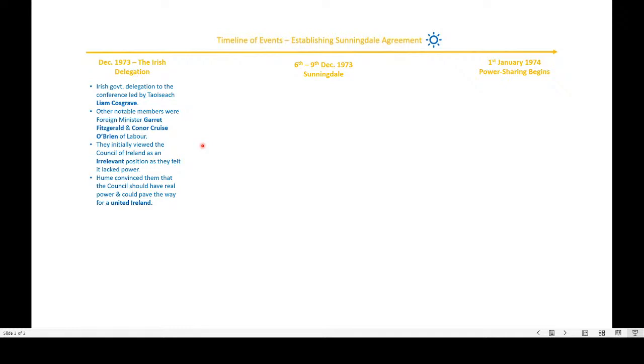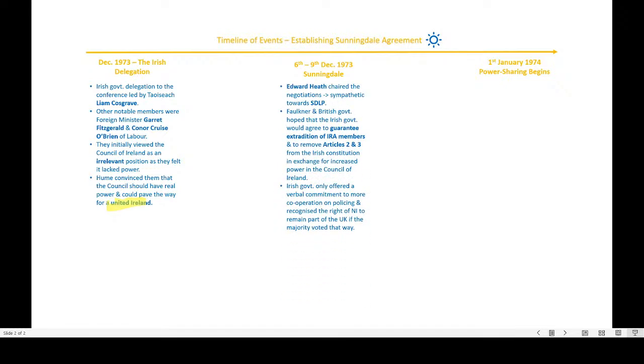They felt it lacked any power. It didn't really have the power to establish change. However, John Hume convinced them that the council should have real power and that it could pave the way for a united Ireland. So really important for the guys there. So the 6th to the 9th of December 1973, we see this second phase of negotiations take place. This phase of negotiations was chaired by Edward Heath, and I suppose it's just important to understand that Heath was quite sympathetic towards the SDLP at this point, the more moderate party within Northern Ireland.